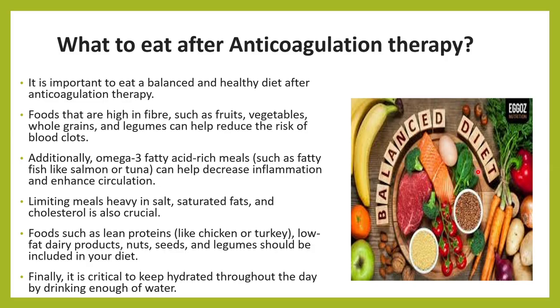You have to limit salt, saturated fat, and extra sugar, so that the risk of clot formation comes down. Lean proteins like chicken you have to consume. Seeds and legumes should be included in your diet. And you also have to keep yourself well hydrated. Certain food like spinach or cranberry interfere, and your doctor will specifically mention which are the foods you have to avoid when you are put on these medicines.